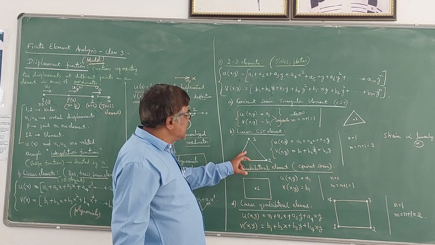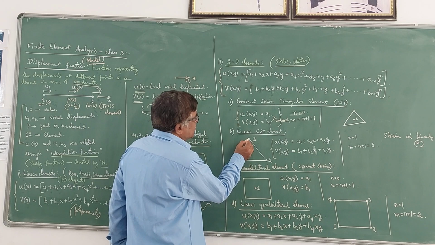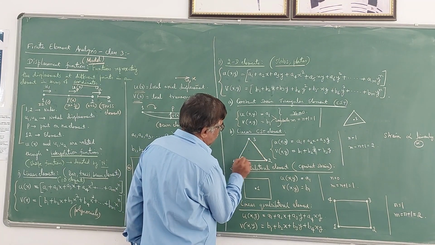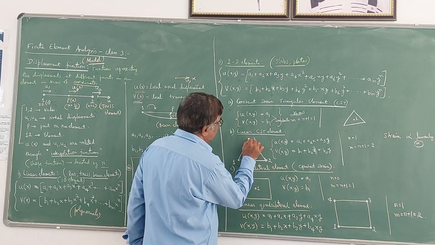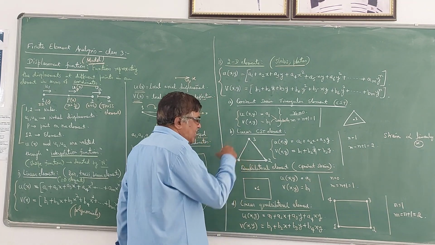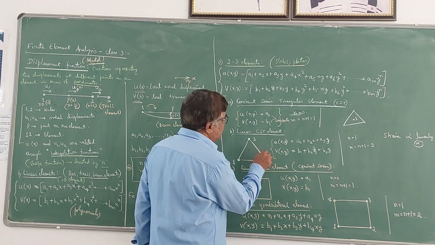So here in such a case, at these 3 points, at these 3 nodes, 1, 2, 3, they are the nodal points here. So the variation of strain will be linear.